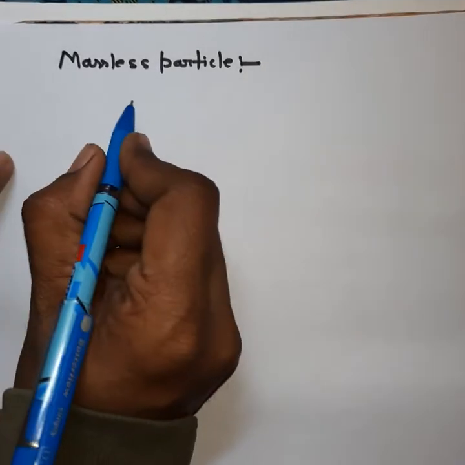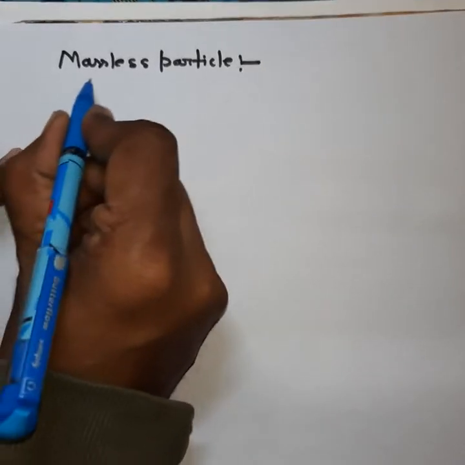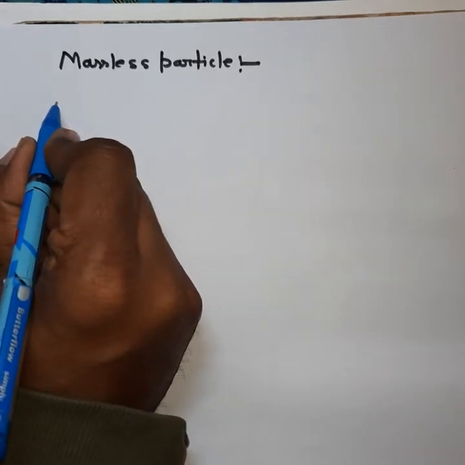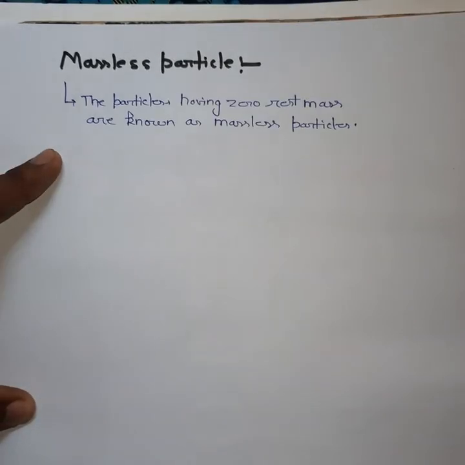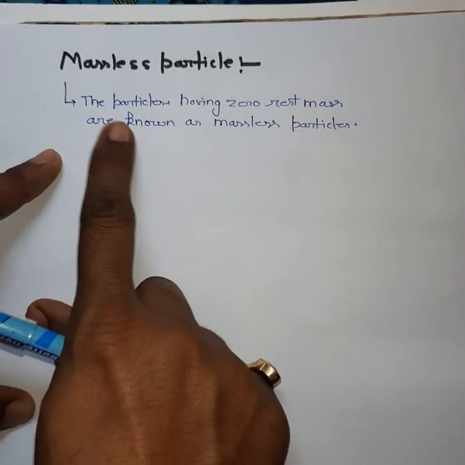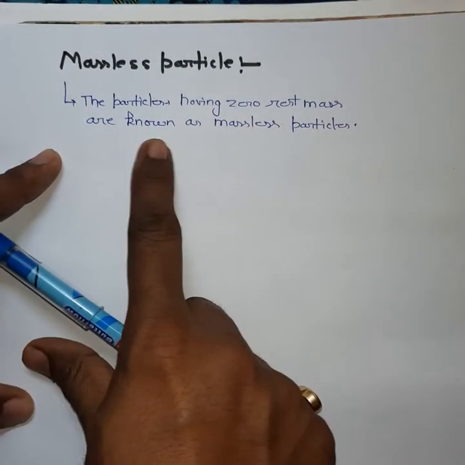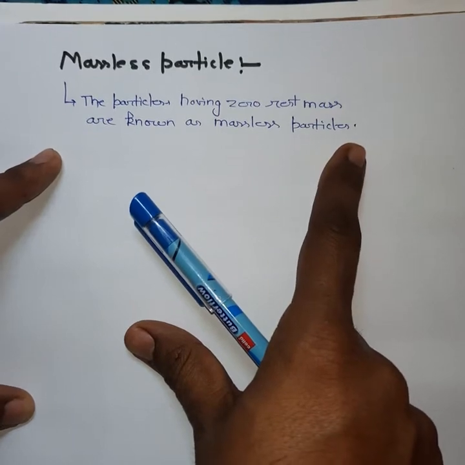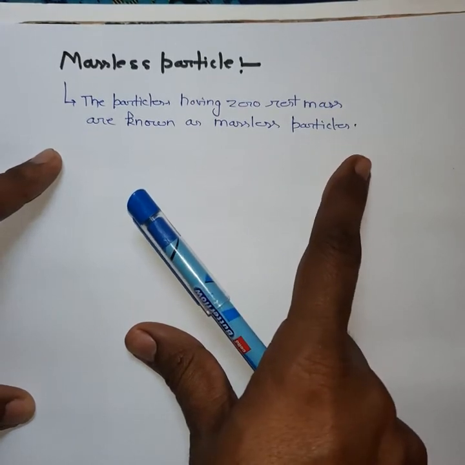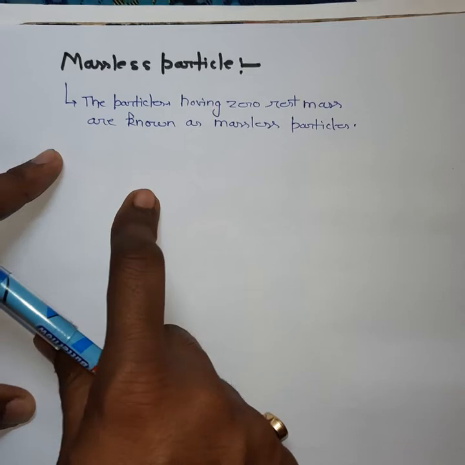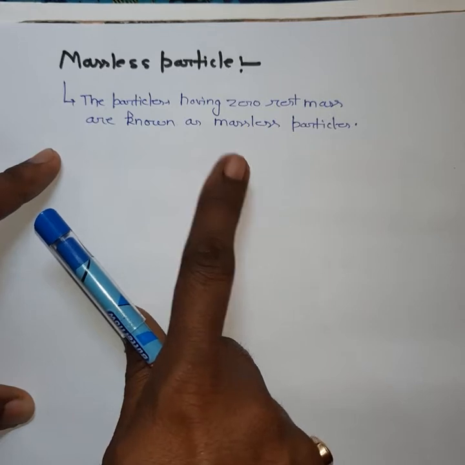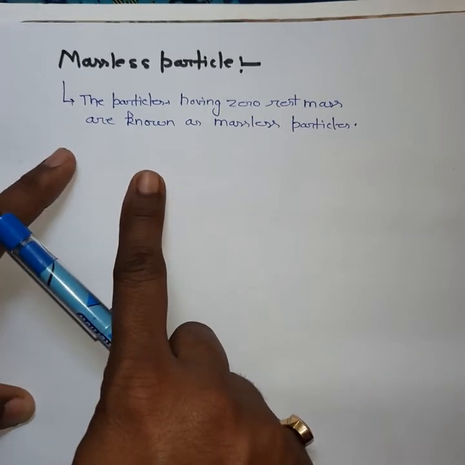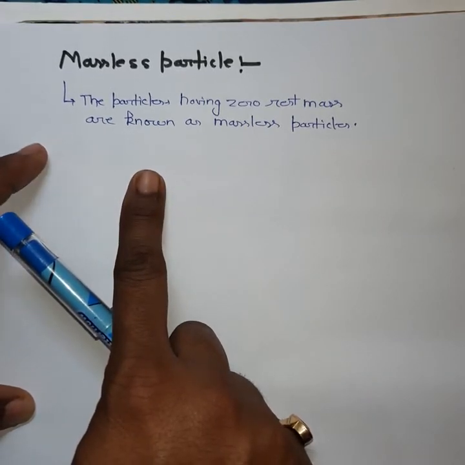Next we will discuss the massless particle. Massless particles are defined as the particles having zero rest mass. So the particles having zero rest mass are known as massless particles. The existence of massless particles is beyond the scope of classical physics, but according to relativistic mechanics, particles with zero rest mass may exist.